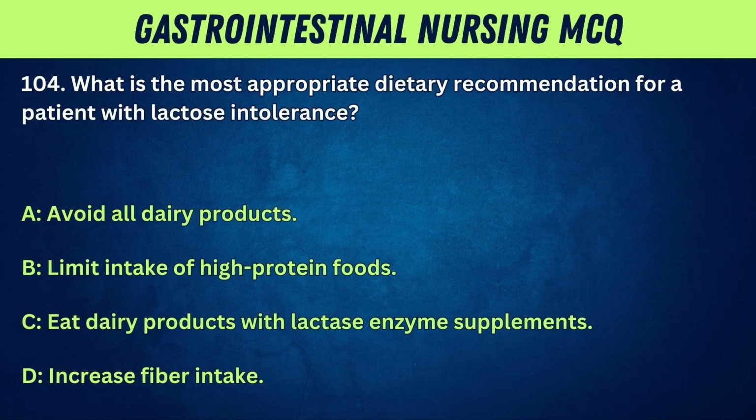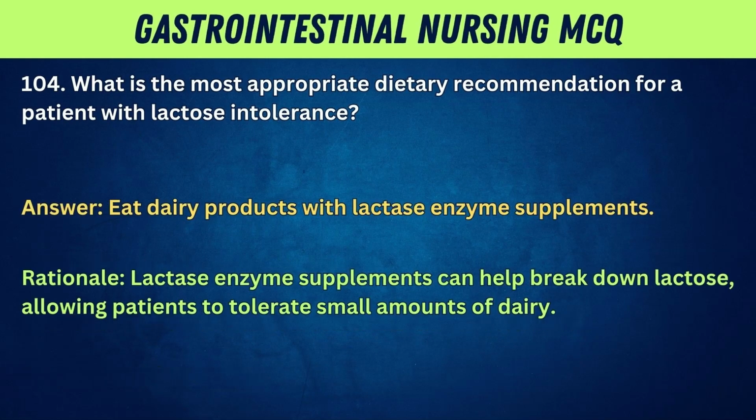104. What is the most appropriate dietary recommendation for a patient with lactose intolerance? A. Avoid all dairy products. B. Limit intake of high-protein foods. C. Eat dairy products with lactase enzyme supplements. D. Increase fiber intake. Answer: eat dairy products with lactase enzyme supplements. Rationale: lactase enzyme supplements can help break down lactose, allowing patients to tolerate small amounts of dairy.